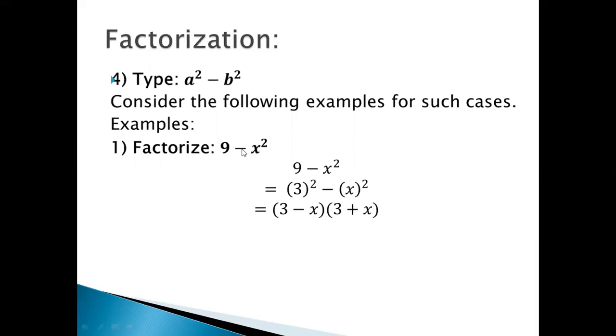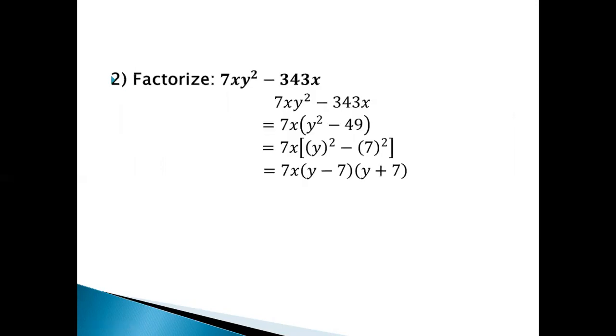Now see, we have an algebraic expression 9 minus x square. For this algebraic identity, we must have two perfect squares and a minus sign always in the center. Now we have two perfect squares: 9 is the perfect square of 3, and x square is the perfect square of x, and there must be a minus sign in the center. So this will be a square minus b square, which will be equal to a minus b into a plus b. Here your a is 3 and b is x. Now let's see one more example.